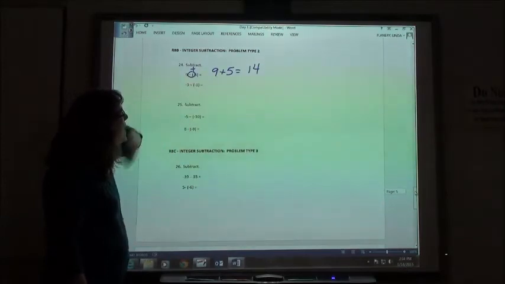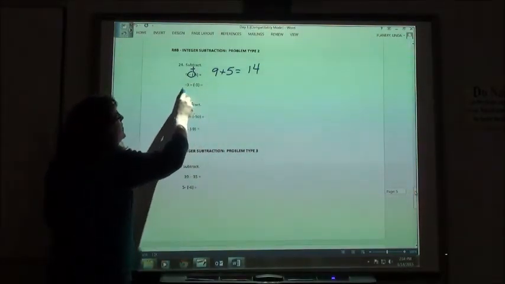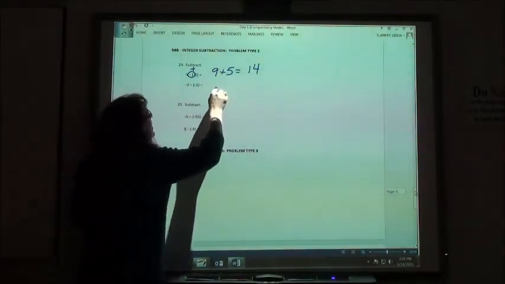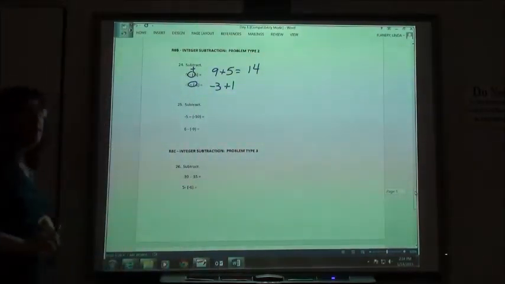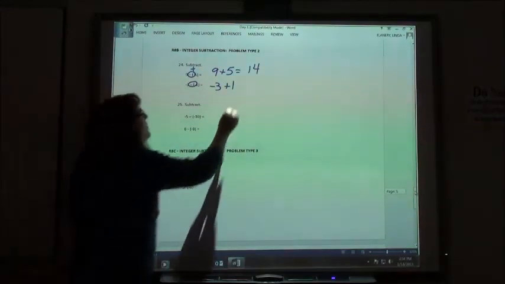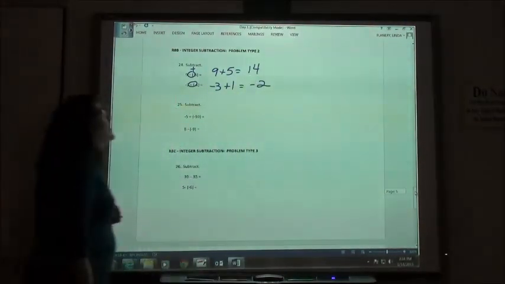So anytime I see that minus a negative right in a row, once we have the multiplying rule, a negative times a negative, it changes it to a plus. This problem then is going to be rewritten: negative 3 plus 1 instead of minus a negative 1. Negative 3 plus 1 gives me an answer of negative 2.